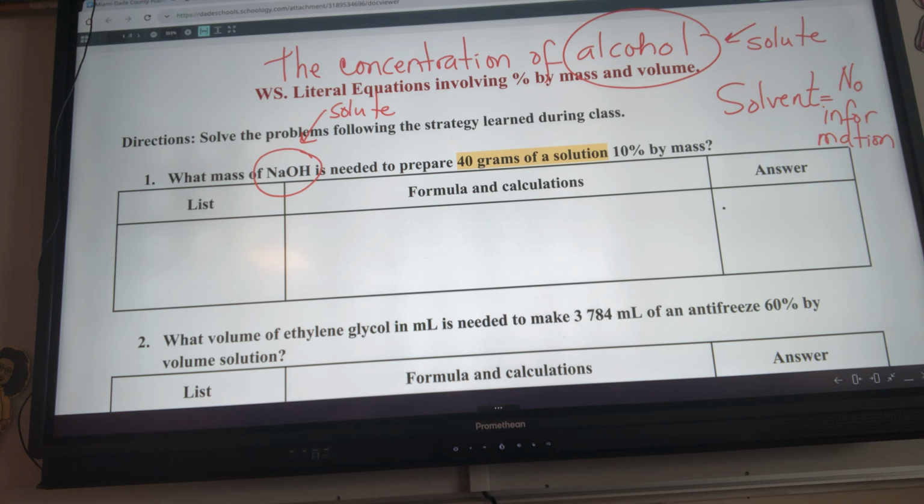What is the information that I have over here? 40 grams. What is that? 40 grams of a solution. What do you measure in grams?